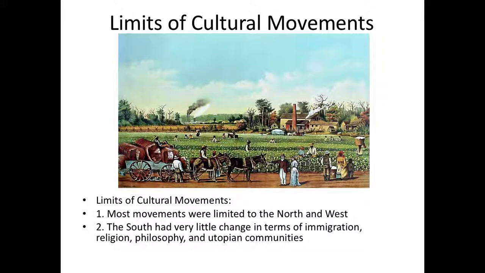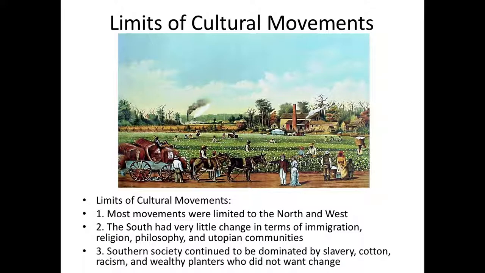The philosophical movements like transcendentalism, the utopian communities, those are not going to happen in the South as much as well. The South typically is more conservative when it comes to big changes. They're already not liking the Second Great Awakening very much. They're not going to be very big fans of the transcendentalist ideology. They're not going to be big fans of utopian communities. The South tends to be slower moving on changes, social changes. So the social changes that do occur happen mainly in the North and the West.